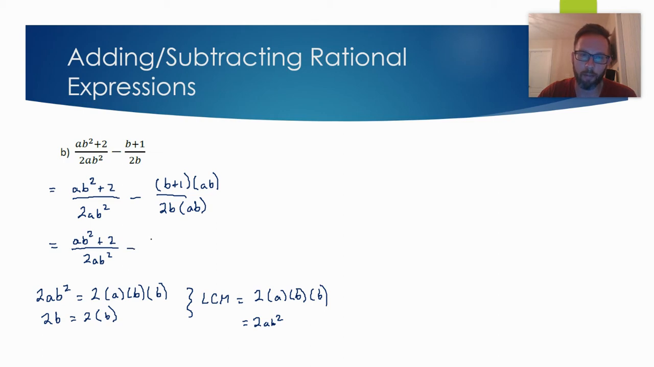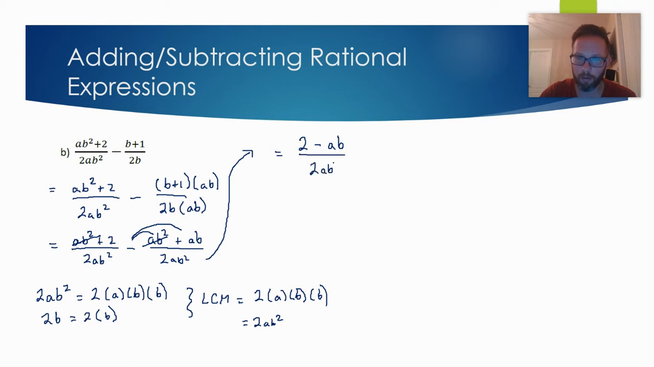So ab times b is ab squared. ab times 1 is ab. And then the bottom is 2ab squared. Now that they are the same denominator, we can combine these. And if you have a look, we get ab squared, subtract ab squared. So those will add to 0, which is nice. And we get 2, and just be careful. We are subtracting ab, 2 minus ab, all over 2ab squared.